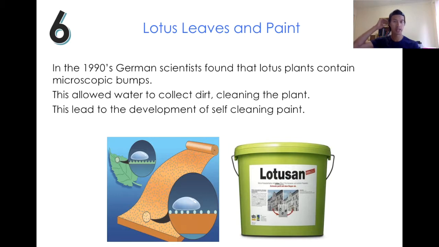Lotus leaves have a particular structure of these little grooves. What these little grooves do is prevent water from seeping in between the grooves, and it prevents the lotus leaves from getting wet. So when you pour water on a lotus leaf, the water runs off pretty much instantly, because these microscopic bumps just prevent the water from seeping in and sticking onto the leaf.